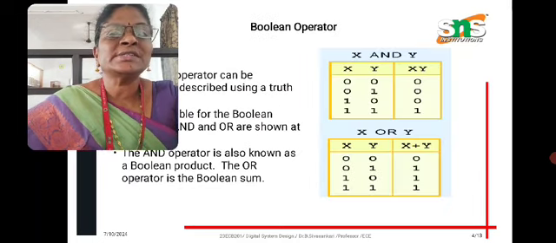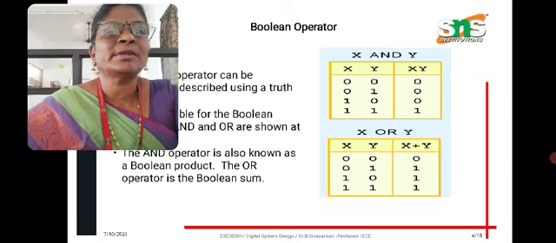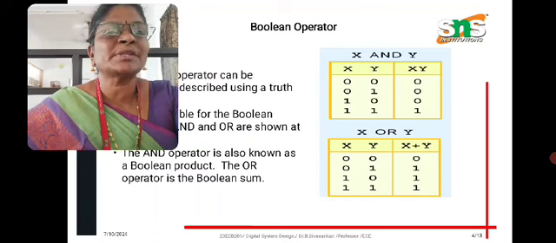Here you can see the operators. One is the OR function and another one is the AND function, that is addition and multiplication. The AND operator can be described using the truth table, and the AND operation is also known as a Boolean product, which is explained in this truth table.